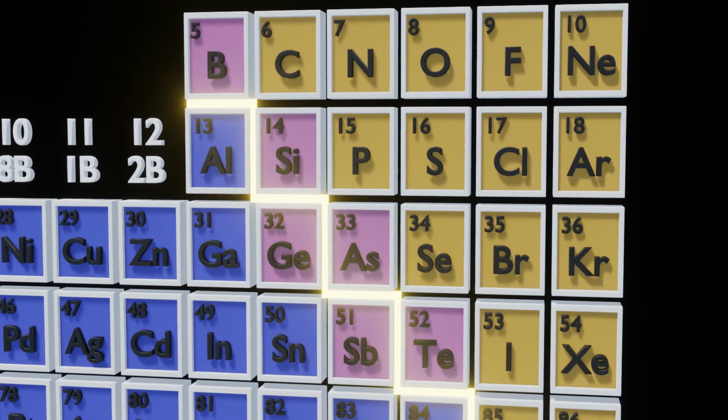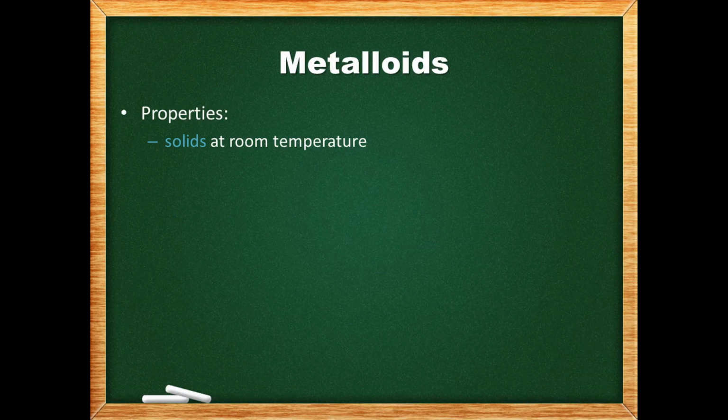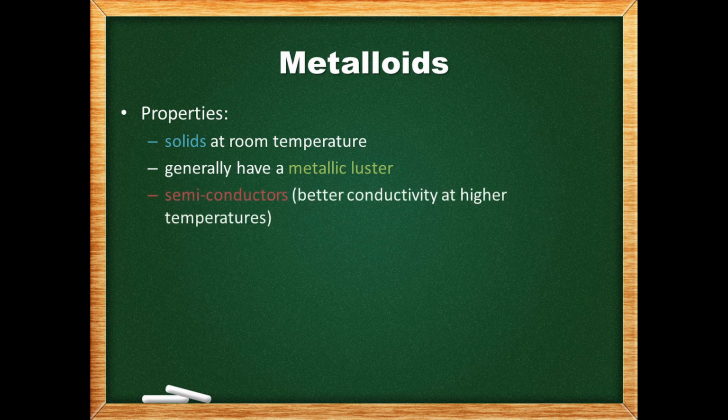Along the staircase line are several metalloids, also called semimetals. These are solids at room temperature and generally have a metallic luster and look similar to metals. They're semiconductors, meaning that at room temperature they are poor electrical conductors, but at higher temperatures they become better conductors.